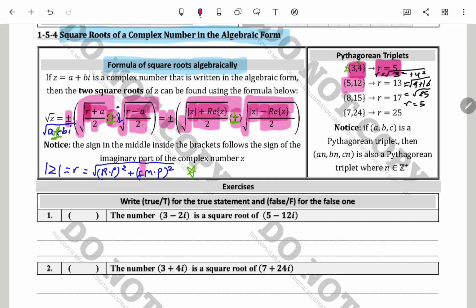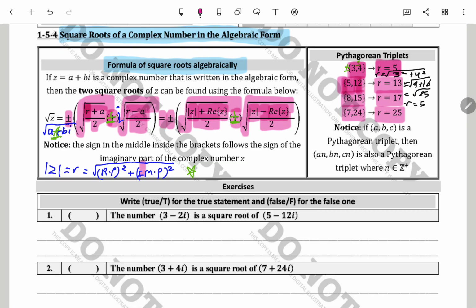And if you have 5 and 12, you can say r equals 13. We don't care if it is positive or negative, real or imaginary. If you have 8 and 15, r is 17. With 7 and 24, r is always 25.